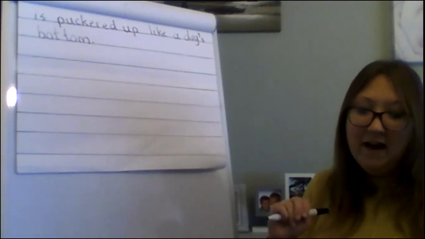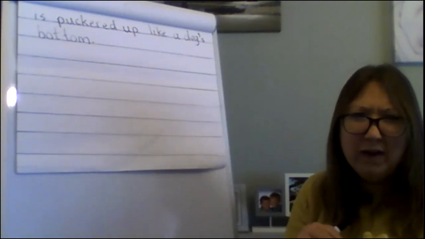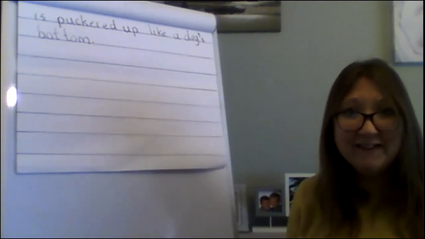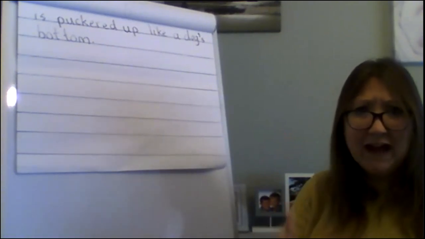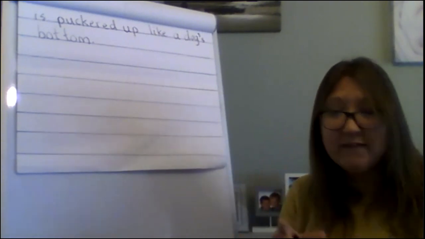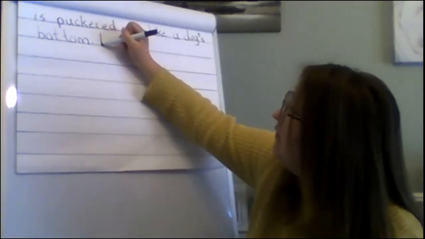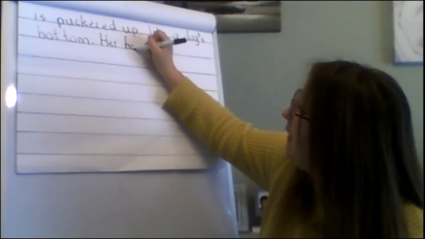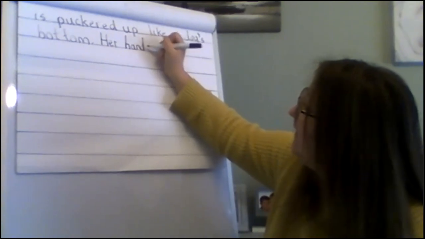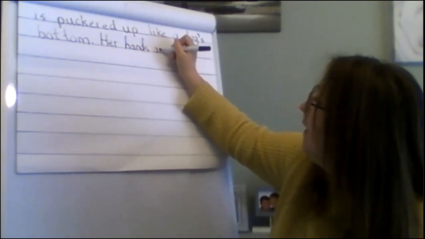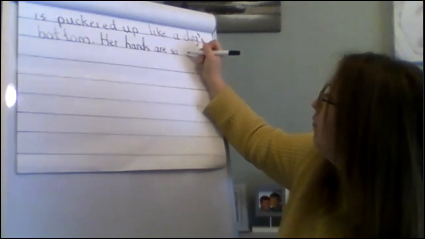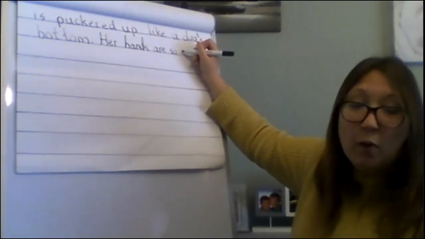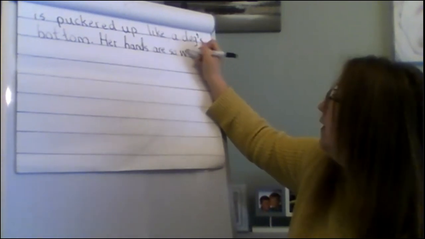So I might say, her hands are so wrinkled and bony. Let's say that together. Her hands are so wrinkled and bony. Got to make sure I've got 7 words. Capital letter at the start. Her hands. Look how tall I'm making my letters. Are so wrinkled. Now we did this, didn't we, last time? It's a what and a r making that sound.